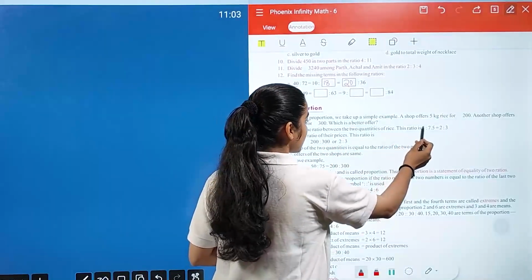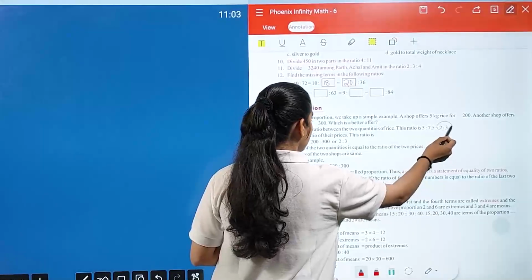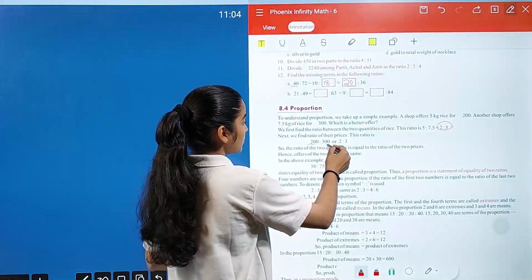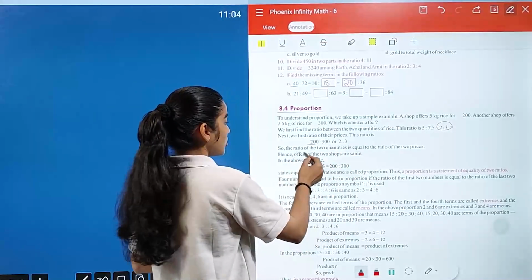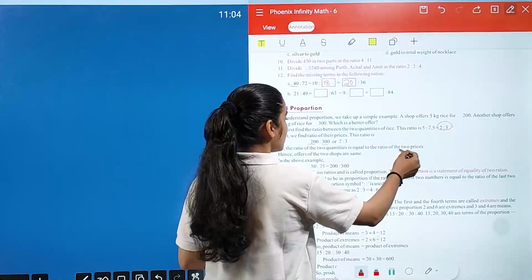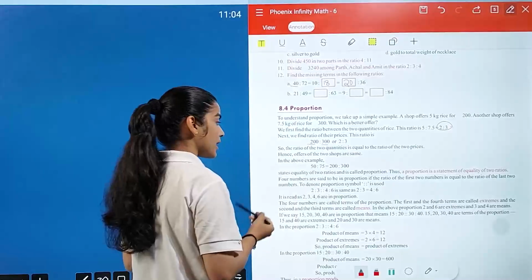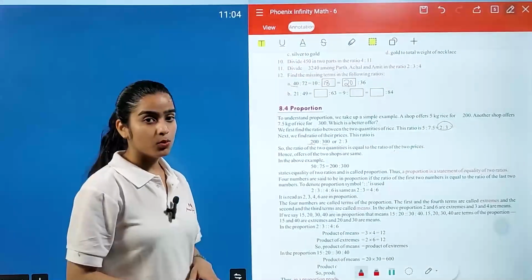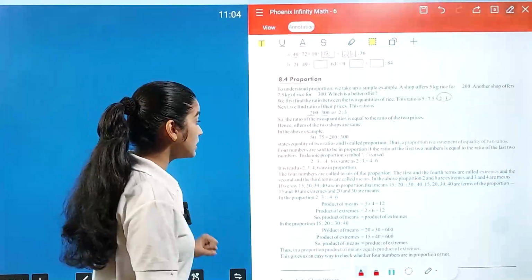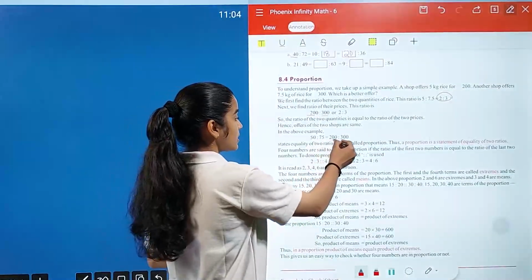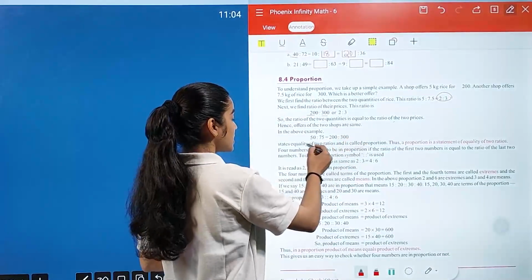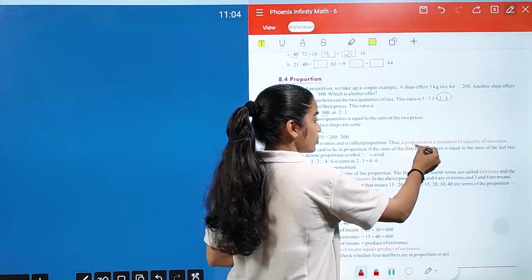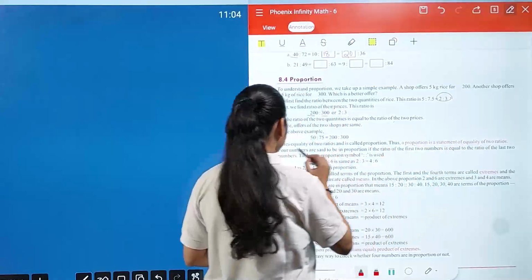The first ratio is 5 is to 7.5, which is 2 is to 3. The second one will be 200 is to 300, which is 2 is to 3. So the ratio of the two quantities is equal to the ratio of the two prices. Hence the offers of the two shops are the same. So by equating their ratios, we find that both the values are equal to each other. So in the above example, 5 is to 7.5 is equal to 200 is to 300, which states equality of two ratios, and it is called proportion. Thus a proportion is a statement of equality of two ratios.